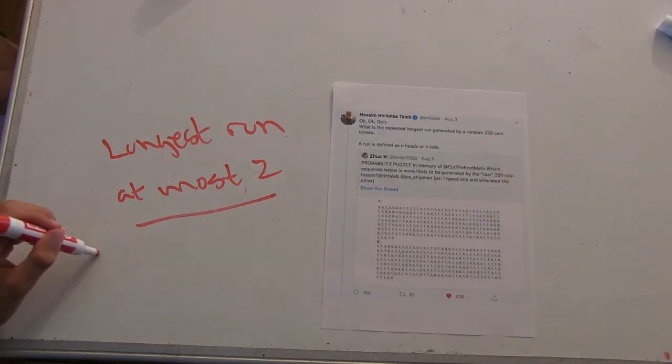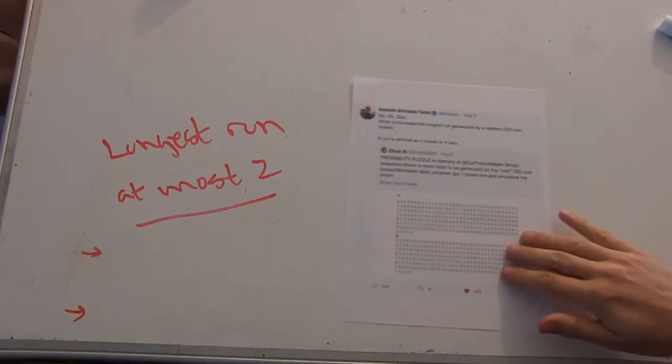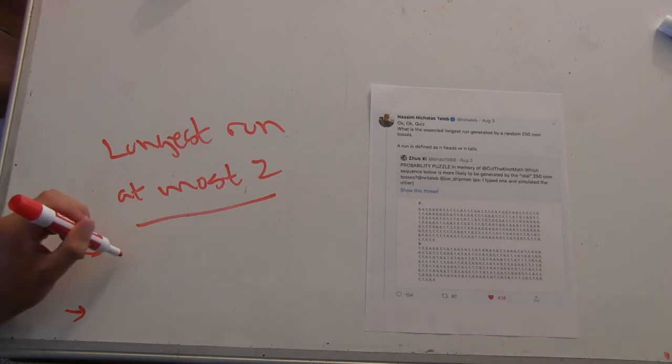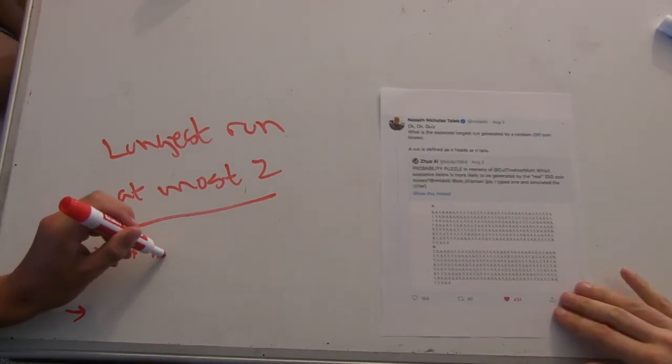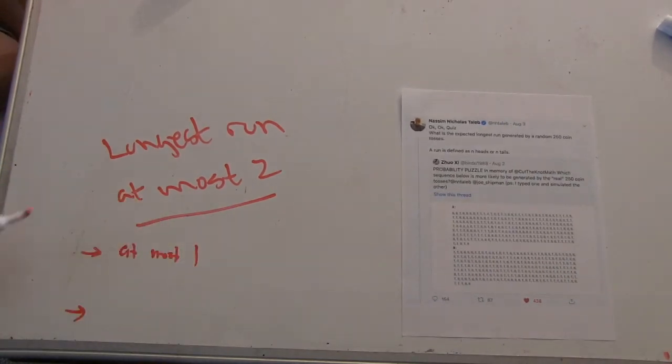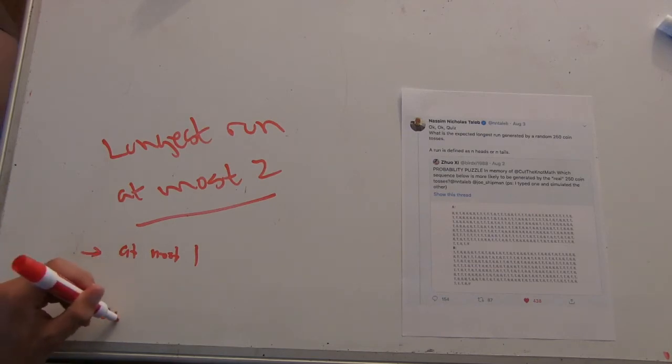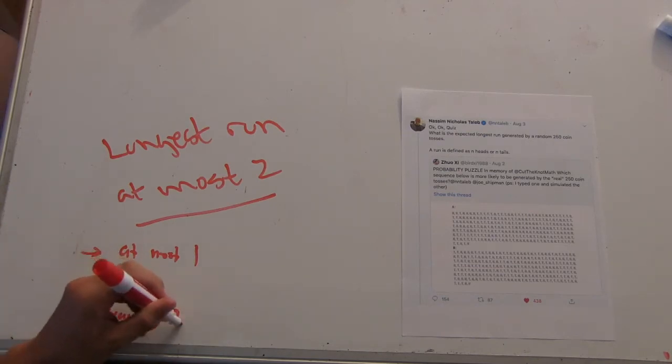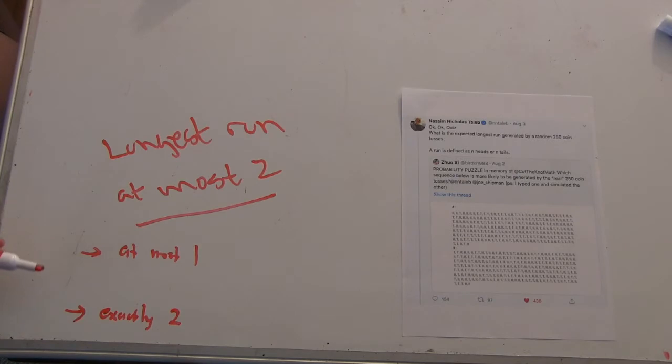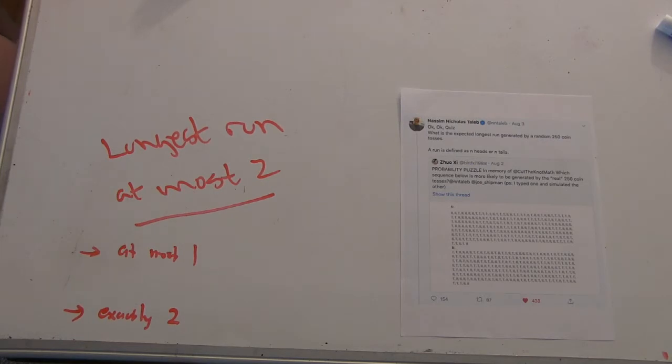Well, I think we can start, there's probably an easier part and a harder part. So you can have at most 1 for the longest run, and then exactly 2 for the longest run. Okay. But let's get some other ideas too about how we might want to start tackling this problem.